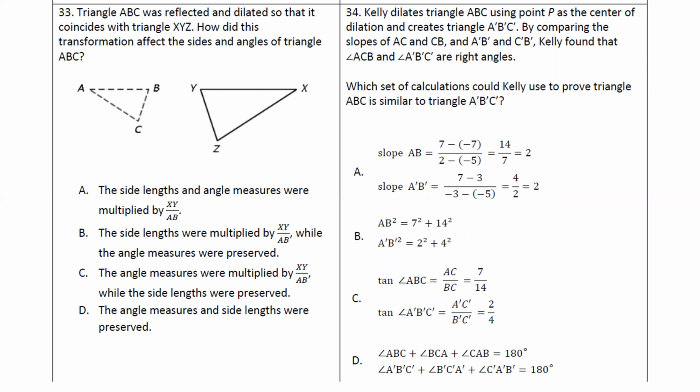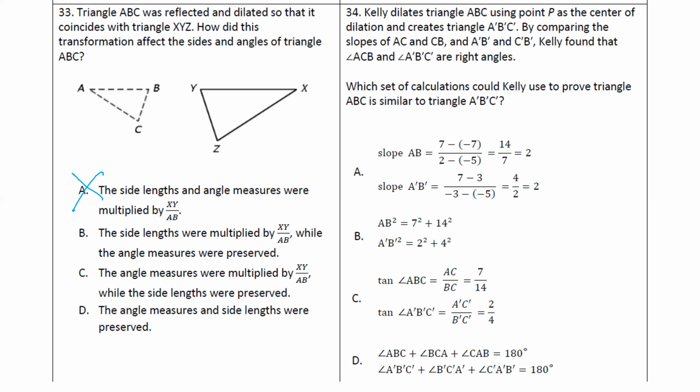Let's see the options. A: the side lengths and angle measures were multiplied. Well, will the side lengths and the angles be multiplied? No, the angles still have to be congruent. So A's out because the angle shouldn't change. Only the side should change. B: the side lengths were multiplied by this fraction while the angle measures were preserved. That might be the answer. I'll come back to it.